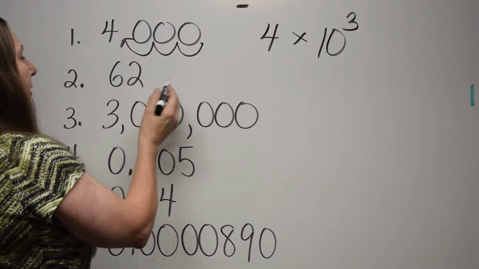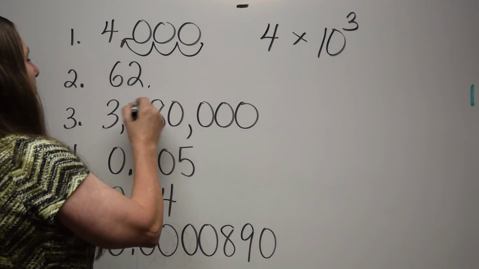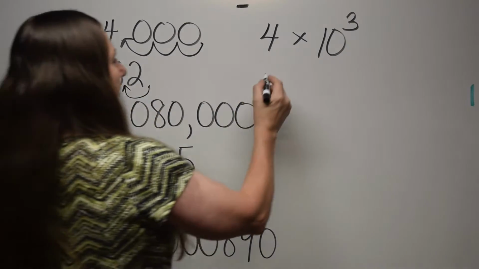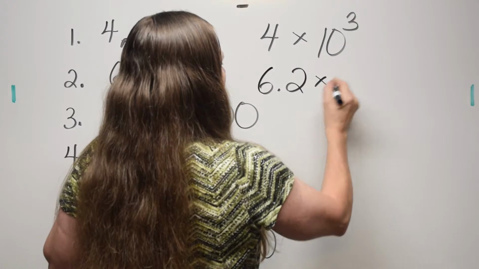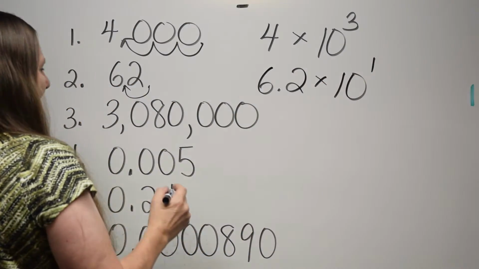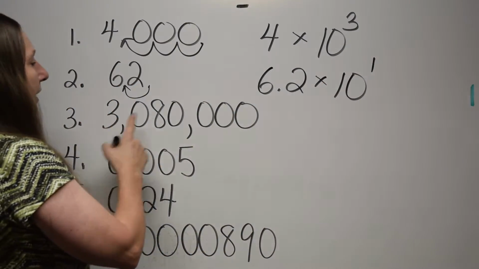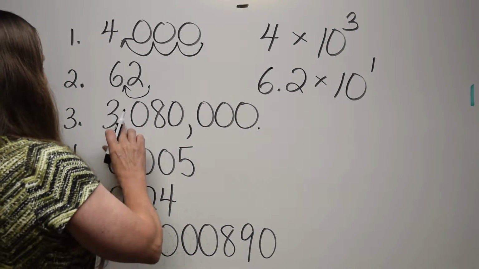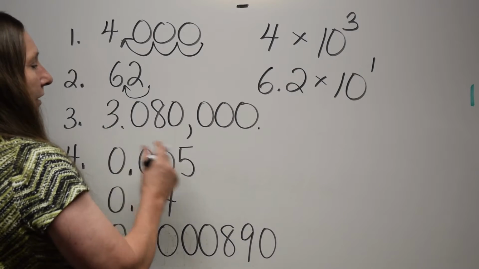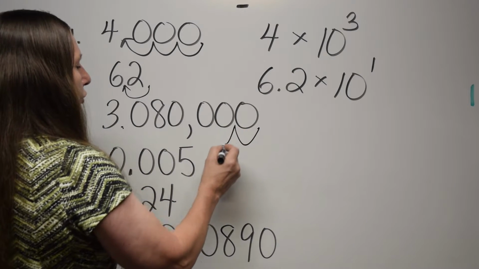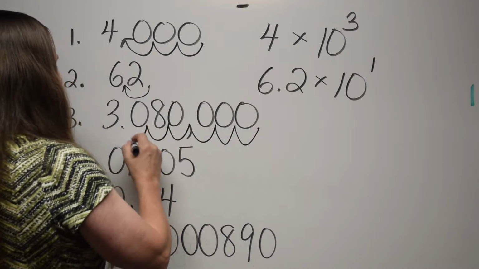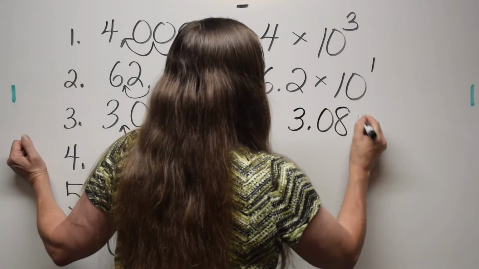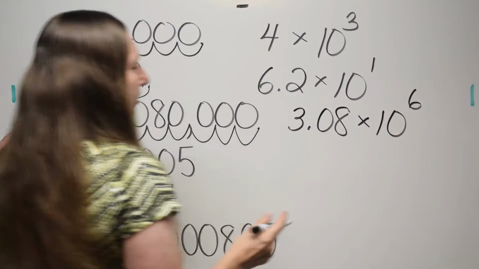We have here the number 62. That means the decimal is right there. We want the decimal to end up over there. So that's going to be one jump. 6.2 times 10 to the first. All right, here we go. 3,080,000. So the decimal point is obviously over there. We want the decimal point to end up over here. Let's start jumping. 1, 2, 3, 4, 5, 6 jumps. 3.08 times 10 to the sixth.